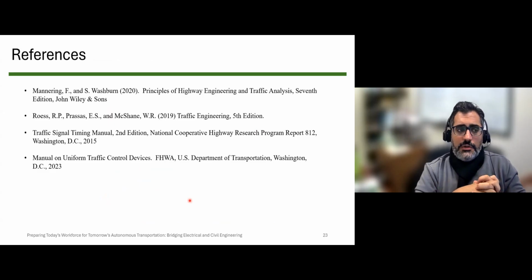This lecture used different resources, mainly two textbooks and two manuals. The manuals, the Traffic Signal Timing Manual and the Manual on Uniform Traffic Control Devices, are both available for free. You can download a PDF, and also some parts of the material came from these two textbooks.